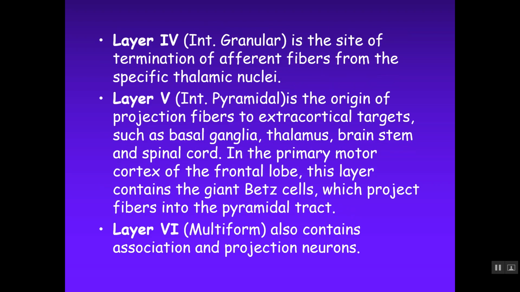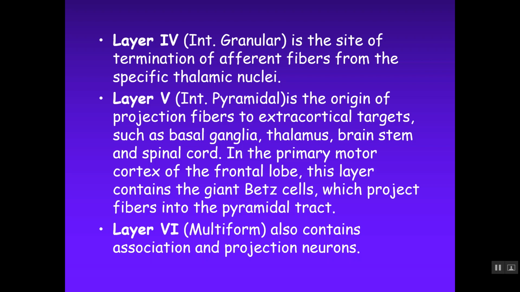Layer 4 is the internal granular layer. It's the site of termination of your afferent fibers from specific thalamic nuclei. So when you are projecting to your thalamus from the basal ganglia, from the cerebellum, from your somatosensory system, those are going to terminate up in cell bodies in that layer 4.